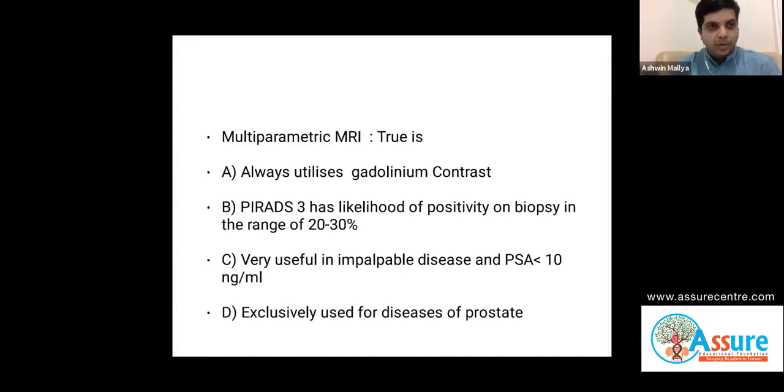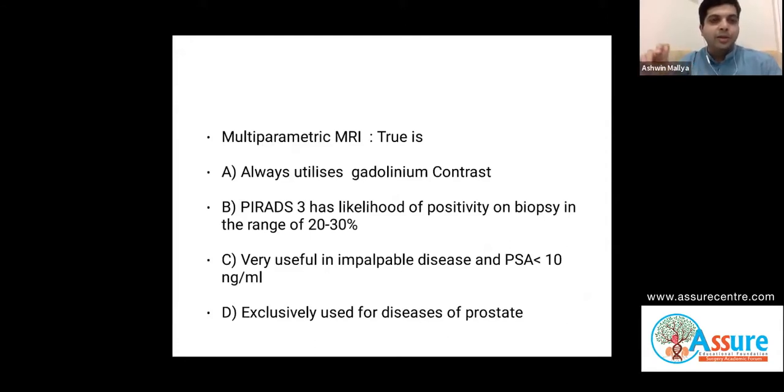Okay, and these have been proven by long-term studies. So in option C, very useful in impalpable disease and PSA less than 10. So this is a true fact, because the utility of pre-biopsy MRI is highest in this group of people in whom you don't have a palpable nodule, and the PSA is in the range of less than 10 nanogram per ml, and used exclusively for disease of prostate.